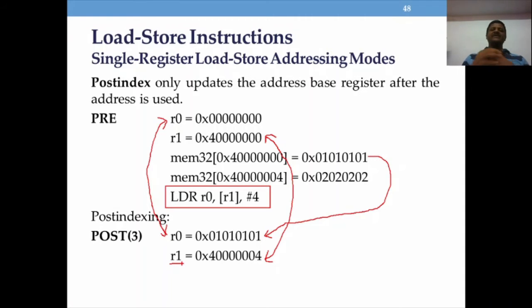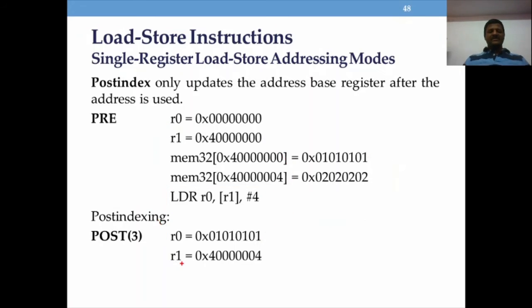In case of pre-indexing, first update the pointer, then copy to the register. With write back, update the pointer and whatever effective address is computed is stored in the register. In case of only pre-indexing, it will get the effective address, but the pointer or base register will not be updated. We'll look into this with the help of a few examples on the Keil compiler.